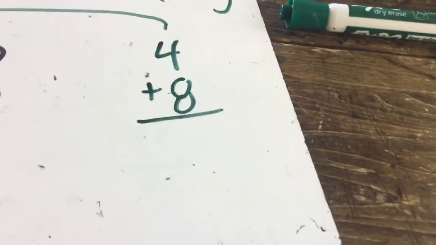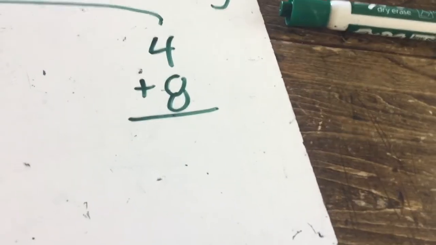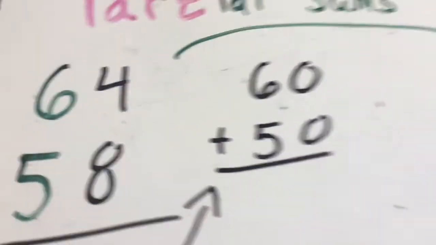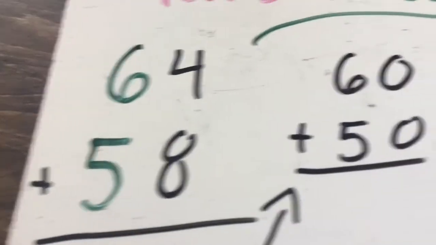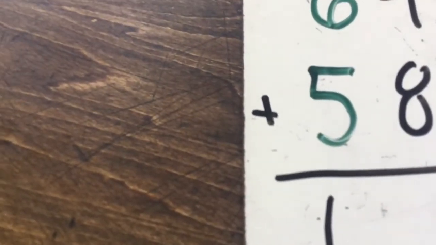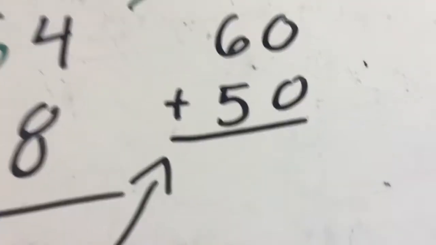Well, there it is, because it's the ones group. If there were 3 numbers, I'd have 3 numbers here, but there's only 2 right now, 4 and 8. And then remember, I break up my tens. 6 isn't 6, it's 60, because it's in the tens place. 5 is not 5, it's 50, because it's in the tens place.